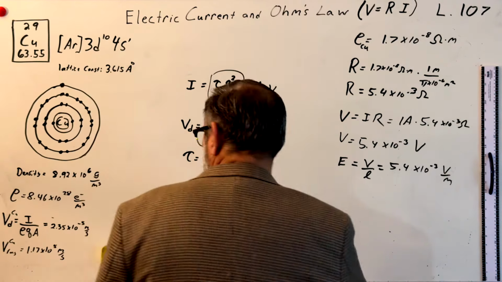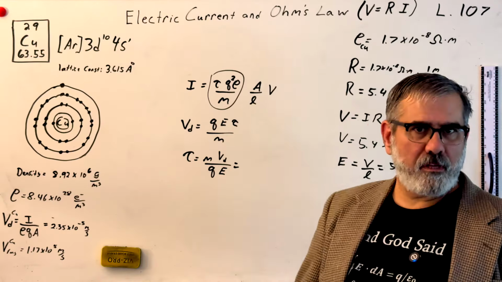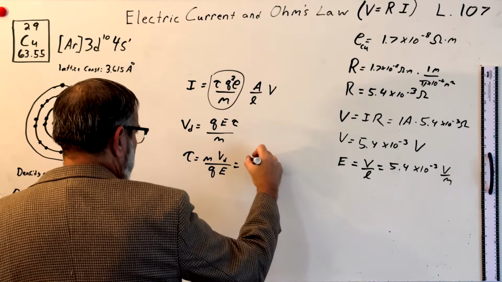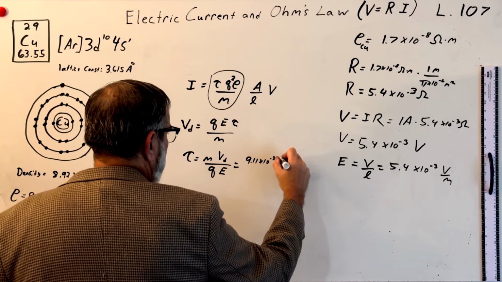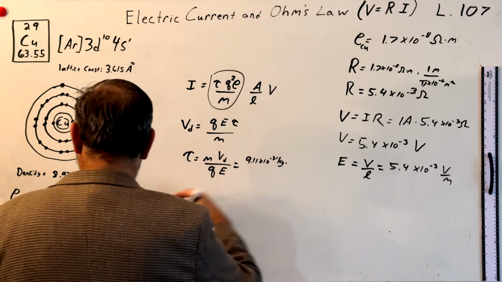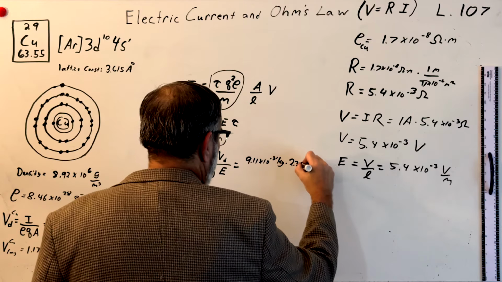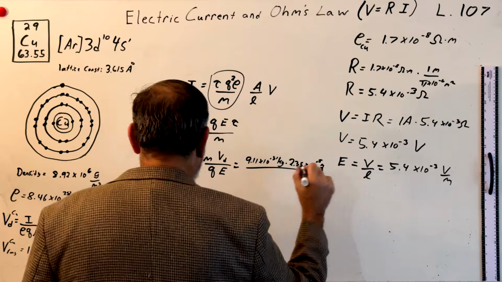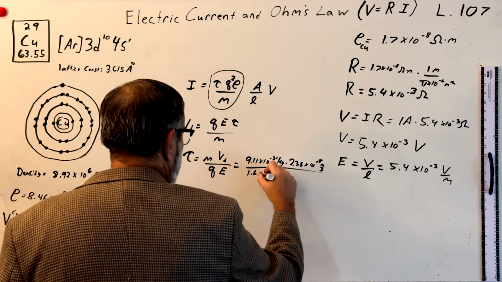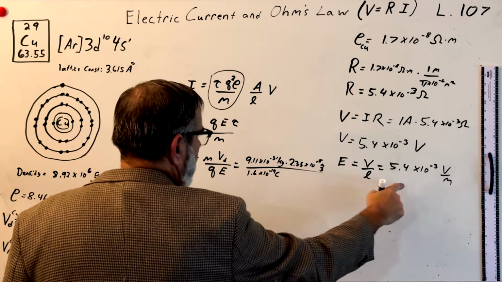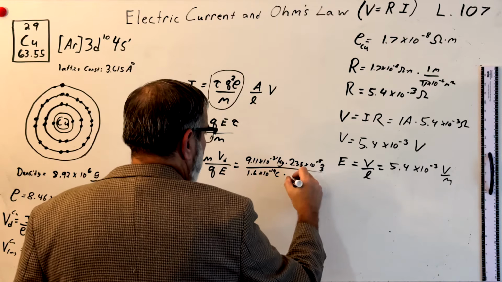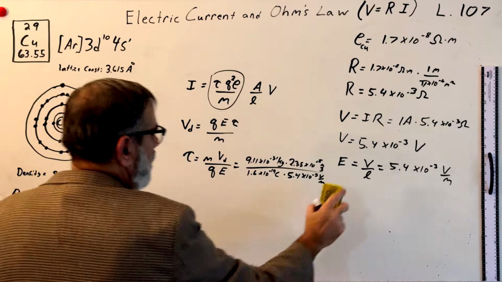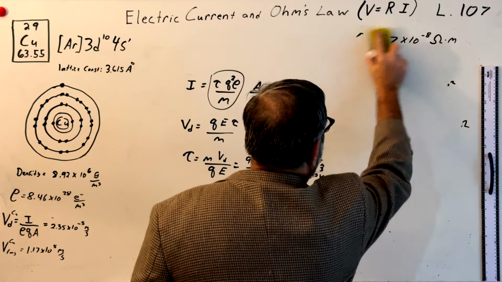We're going to use the drift velocity that we calculated earlier, which we got 2.35 times 10 to the minus 5 meters per second, remember? And then m is the mass of the electron, so I have 9.11 times 10 to the minus 31 kilograms, times the drift velocity, 2.35 times 10 to the minus 5 meters per second, divided by 1.6 times 10 to the minus 19 coulombs, times the electric field that we just calculated here, 5.4 times 10 to the minus 3 volts per meter. So we got that. We can get this out of the way, yes?